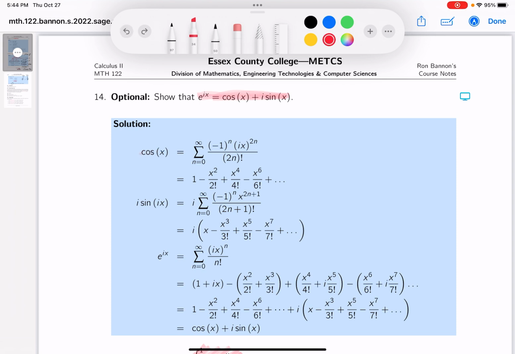Excuse me, I have to erase that. The series for cosine, you know. It's this guy over here. You know the series for sine.